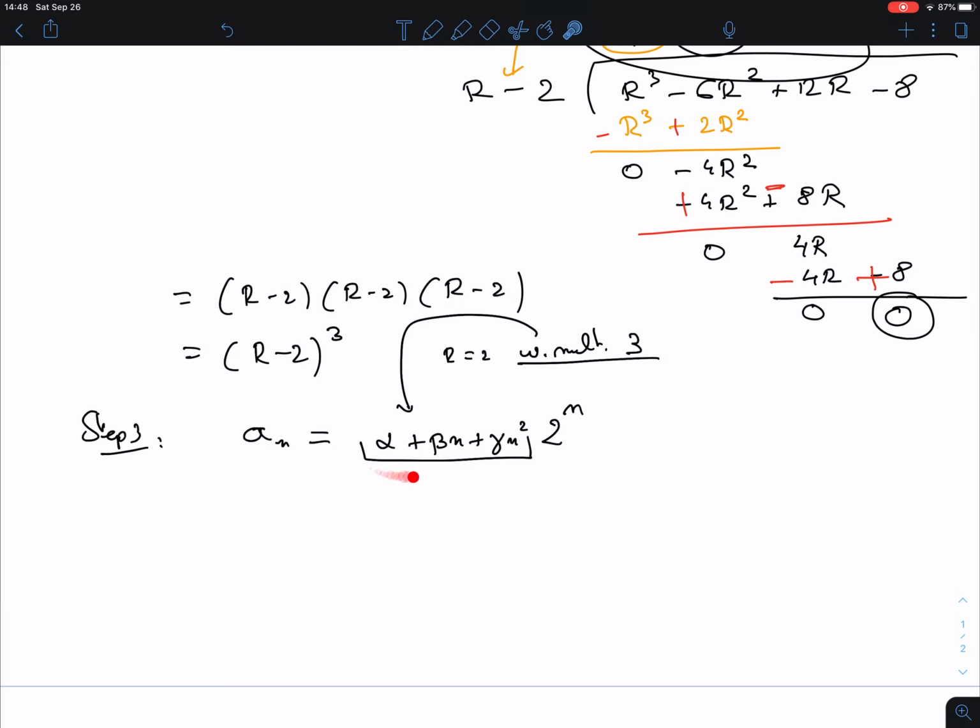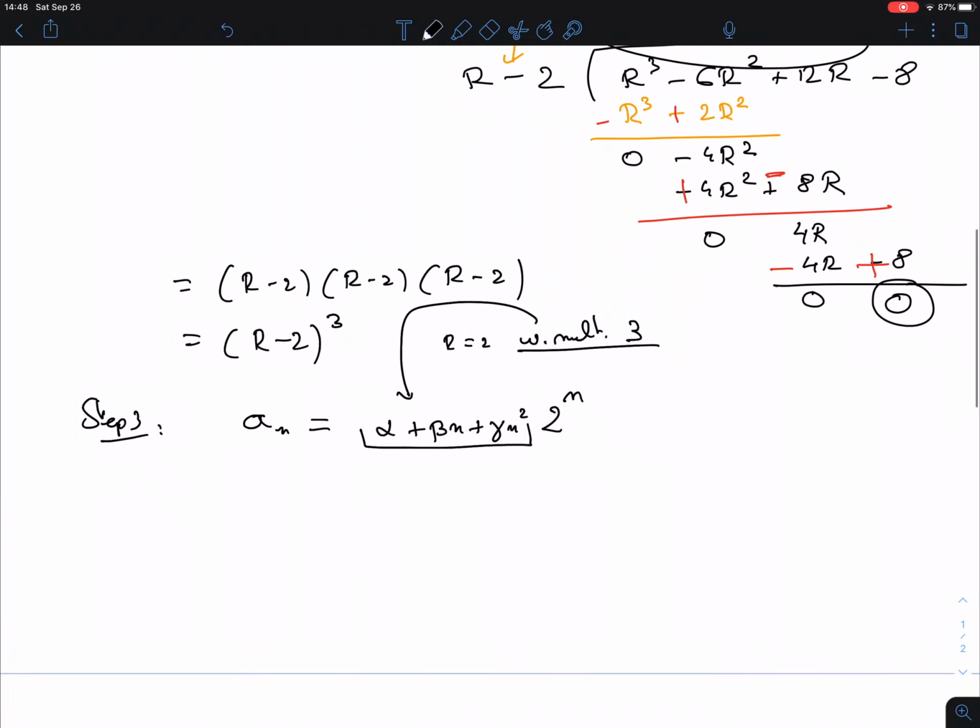Okay, so this has to be a polynomial of degree 2, one less than the multiplicity, and it has to be with general coefficients. Now you might say, don't we normally write this as an squared plus bn plus c? No, okay. The choice of what you call these variables, if you don't like Greek letters, use other letters, but make sure you use letters that are not used elsewhere. So this is the general homogeneous solution.